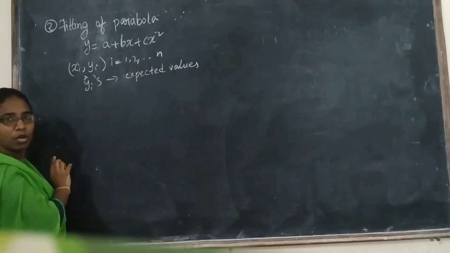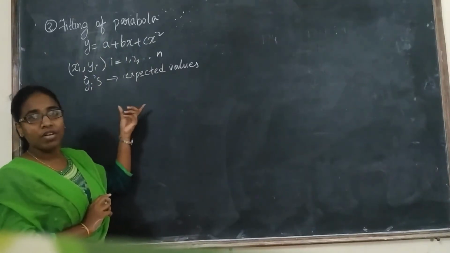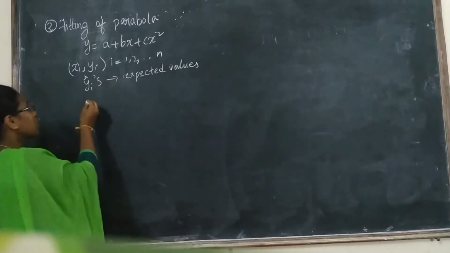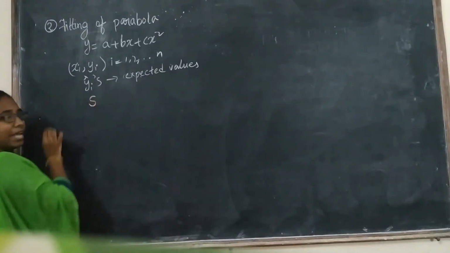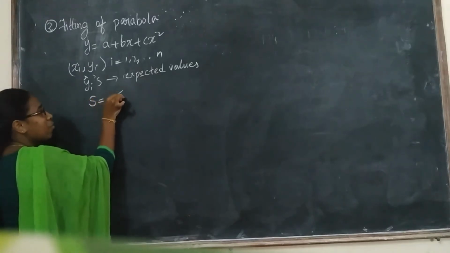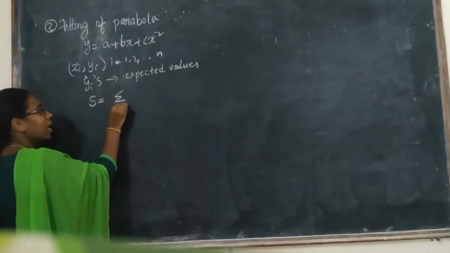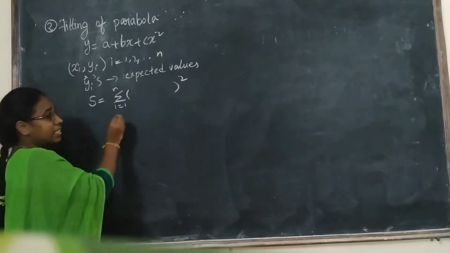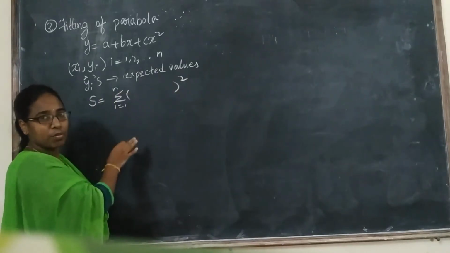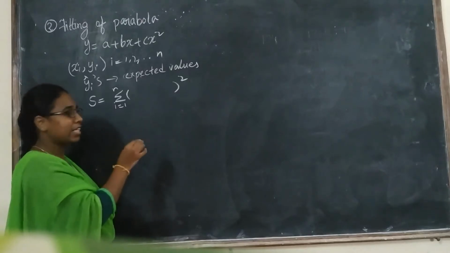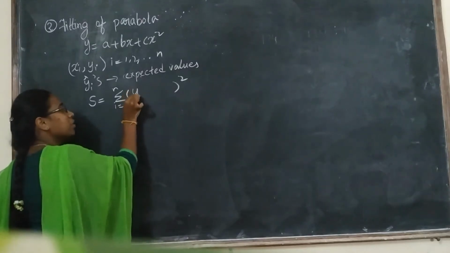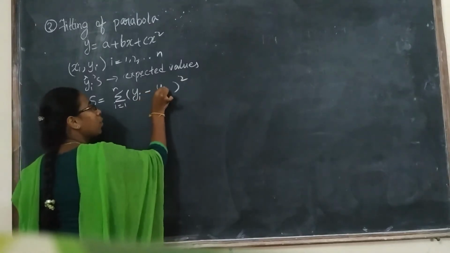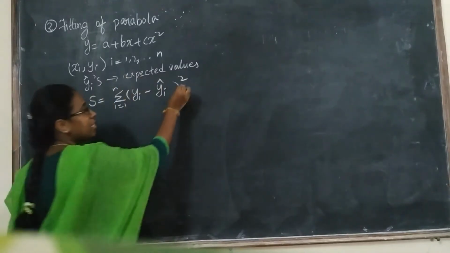So what is the principle of least squares? The sum of squares of residuals, that is error, is minimum. So we will denote it with S equals summation of i equals 1 to n squares of residuals. Residuals means the difference between the observed value and the expected values. Observed values yi minus expected values yi hat is minimum.